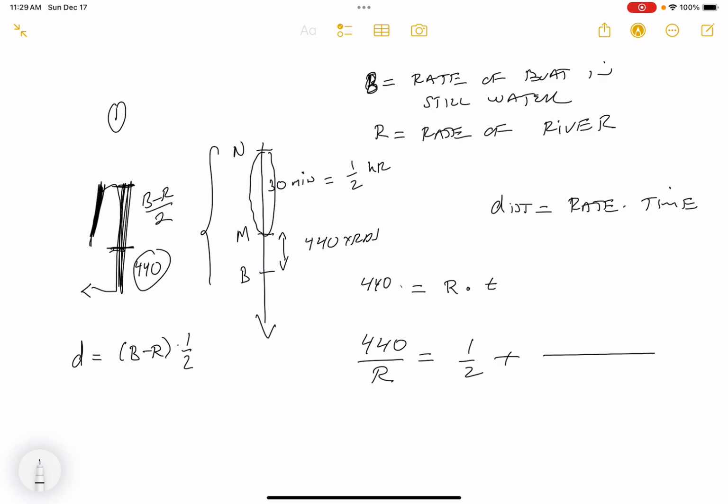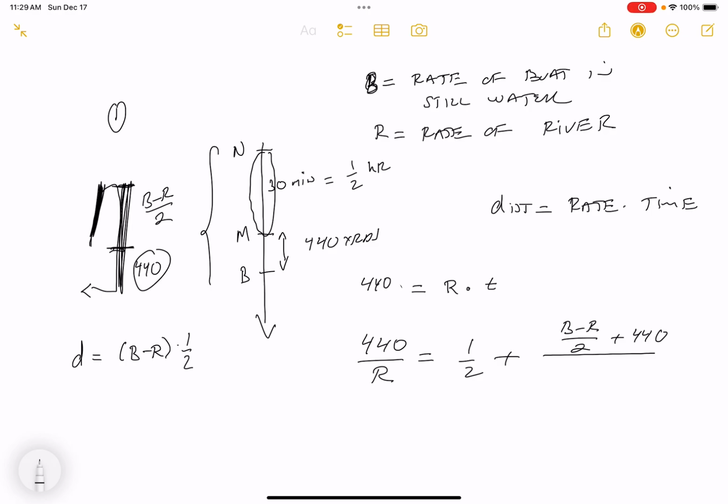And the distance here is 440, and this is in yards, by the way. So let's write that down: (B minus R) over 2 plus 440. That's the distance.